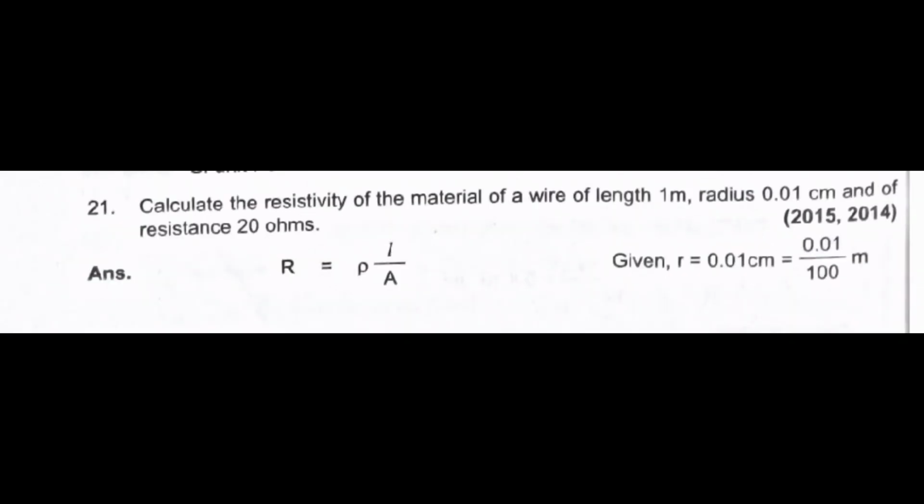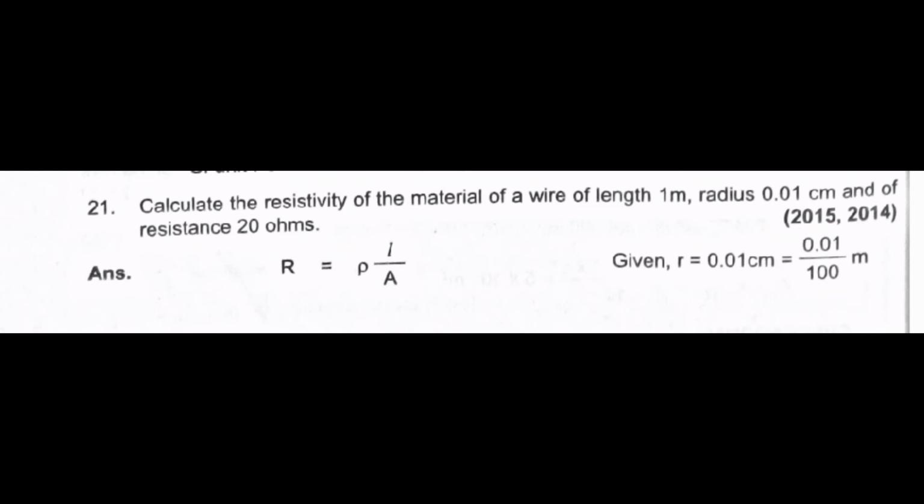Can we move to the next question? Yes, the question was asked in 2015 and 2014. The question is, calculate the resistivity of the material of a wire of length 1 meter, radius 0.01 centimeter and of resistance 20 ohms. Here what are the quantities given? The length of the wire, that is 1 meter, then radius, that is 0.01 centimeter, and resistance, that is 20 ohms. What we have to calculate? Yes, the resistivity of the material we have to calculate.